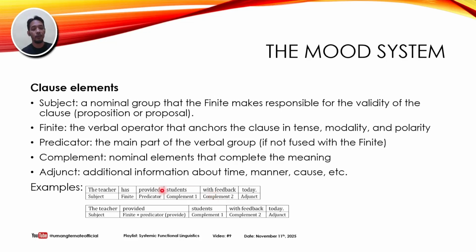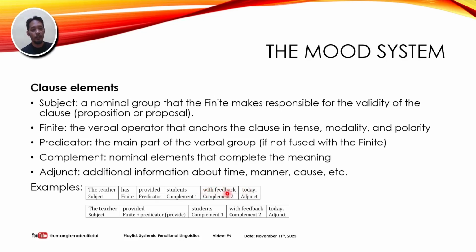because this clause requires two complements, because the verb provide here requires two objects. If we use traditional grammar terms, we will call this one a polytransitive verb. Okay, so provided students with feedback. If this doesn't exist, then the clause is invalid, because the teacher has provided students today will result in a question: what is provided?